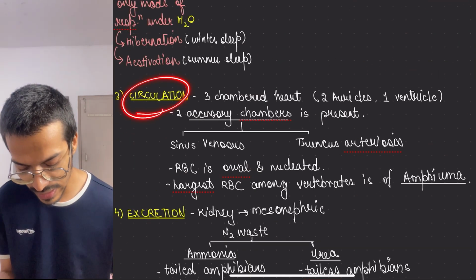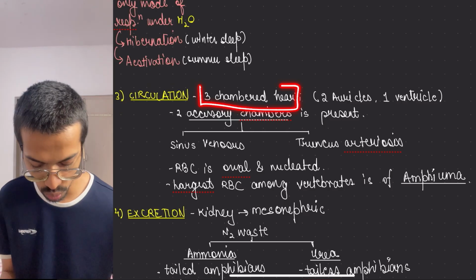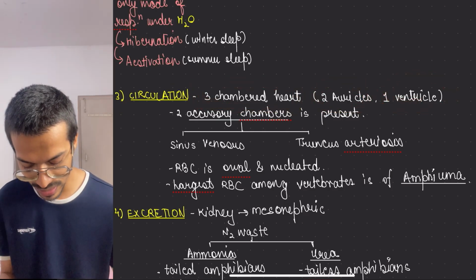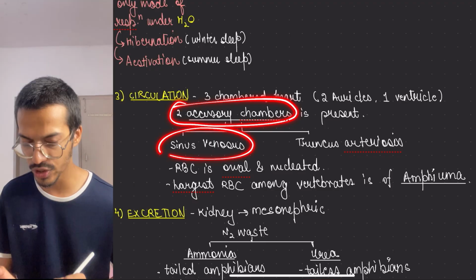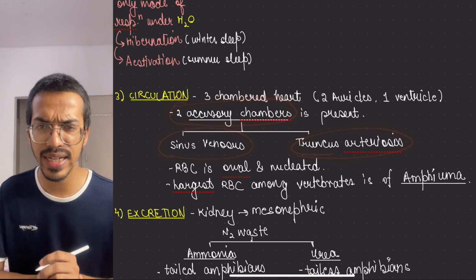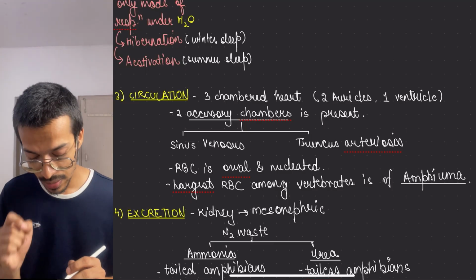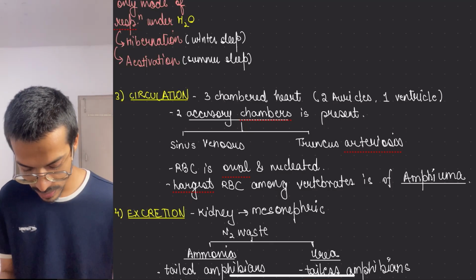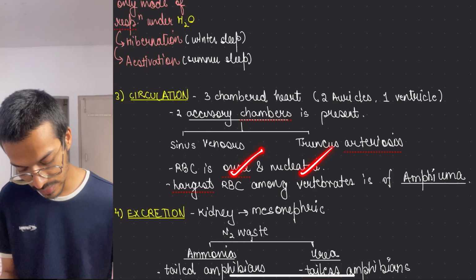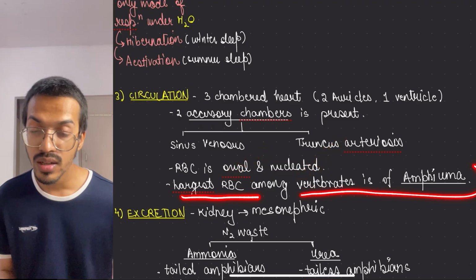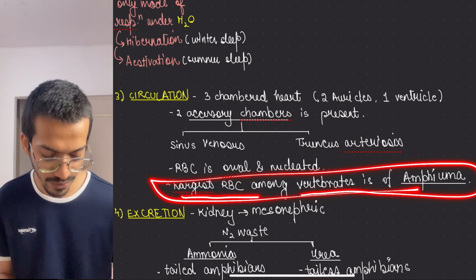Coming up to the next is circulation. So now they have a 3 chambered heart, 2 auricles, 1 ventricle. Along with that, they have 2 accessory chambers called sinus venosus and truncus arteriosus. In detail, we will learn later on when we will be doing the frog very specifically. Now their RBCs are what? Oval and nucleated. The largest RBCs among the vertebrates are found in amphibians only, called amphiuma.